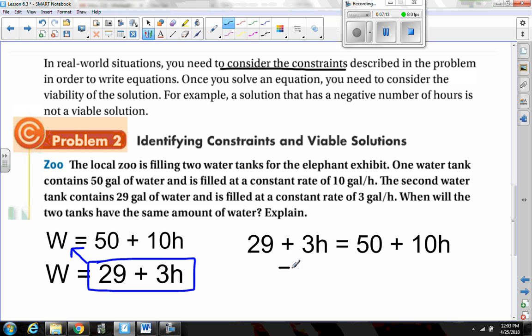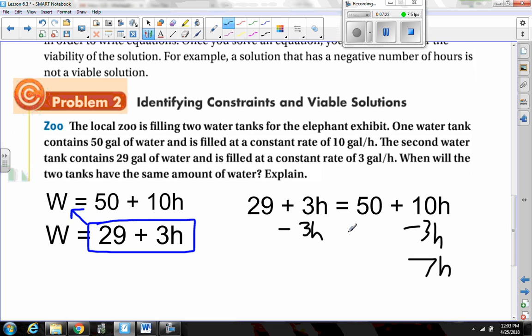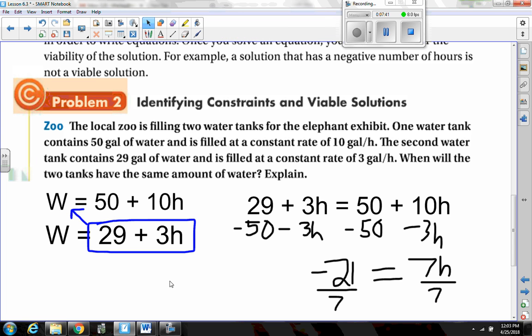First thing I'm going to do is minus my 3H's so that they're all on the same side. I think I get 7H then on that side. And then I'll minus the 50 to get that over to the side with the 29. 29 take away 50, I end up at negative 21 is equal to 7H. And if I divide by 7, I get that H is equal to negative 3. Right? H is equal to negative 3.